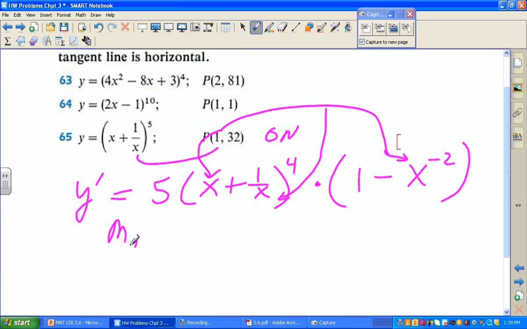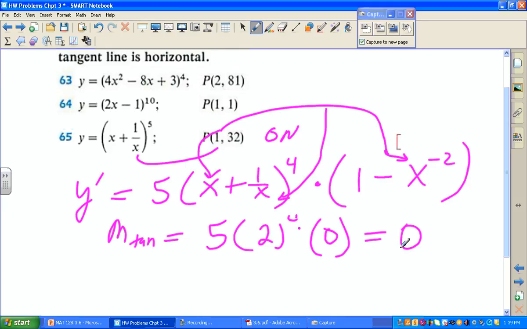So the slope of the tangent line equals 5 times 2 to the 4th times 0? That can't be right. Are you kidding me? No. What a dud of a problem. You look very irritated. I am. I just took the derivative of something. It came out to be 0.